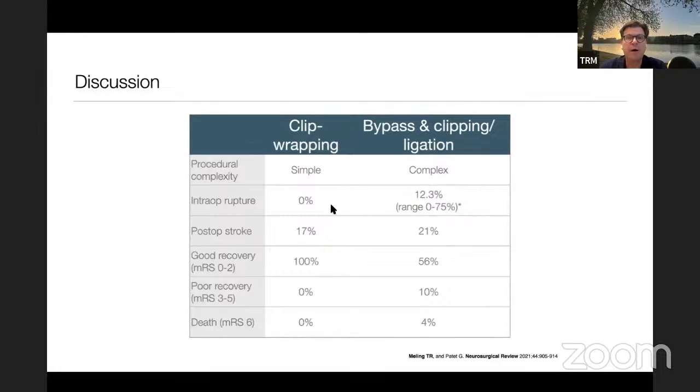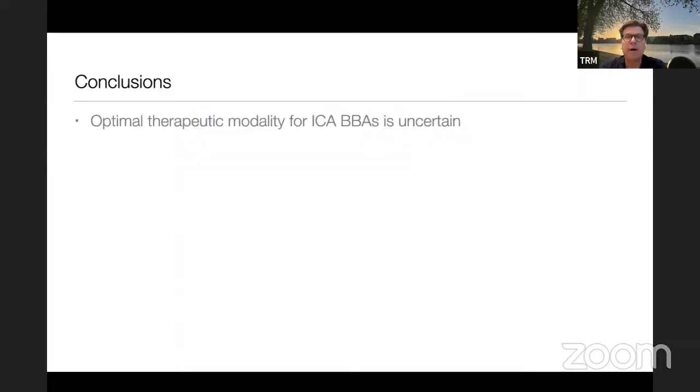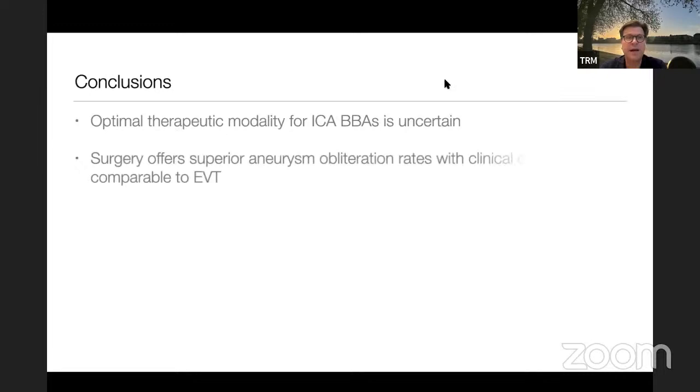Compared to clip wrapping and bypass, procedural complexity with clip wrapping is, of course, much lower. Intraoperative rupture rate, these are just my personal data. And you can see, at least in my hands, who do not have a huge bypass practice as some of our Japanese colleagues. I think my conclusion is that I will do clip wrapping rather than high flow bypass in these cases. But the optimal treatment modality is unknown.